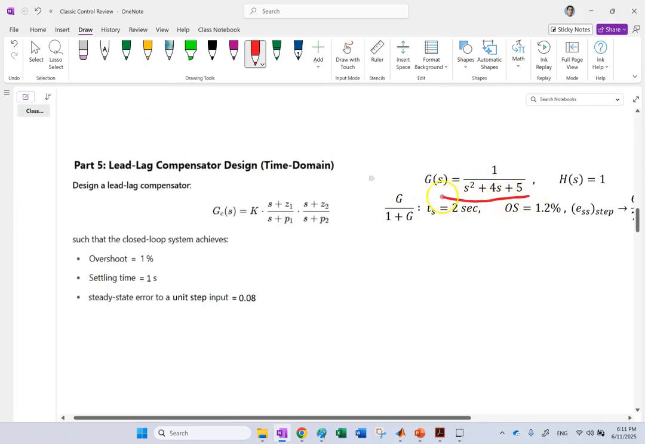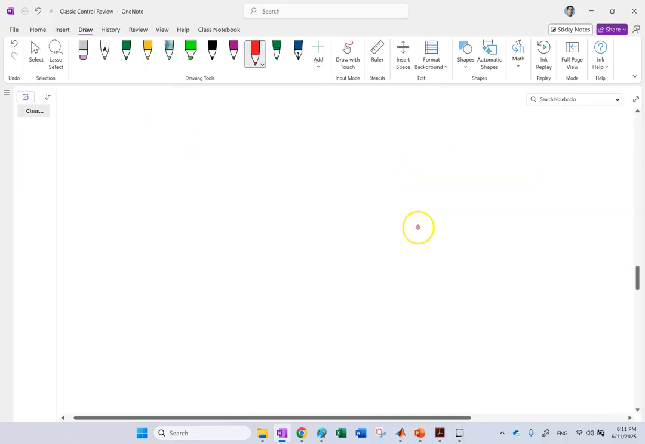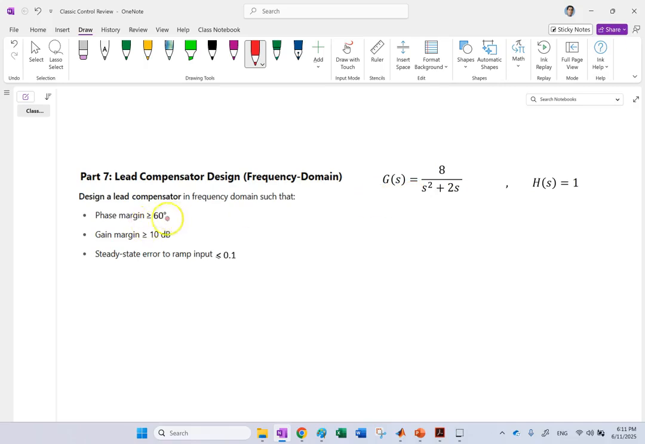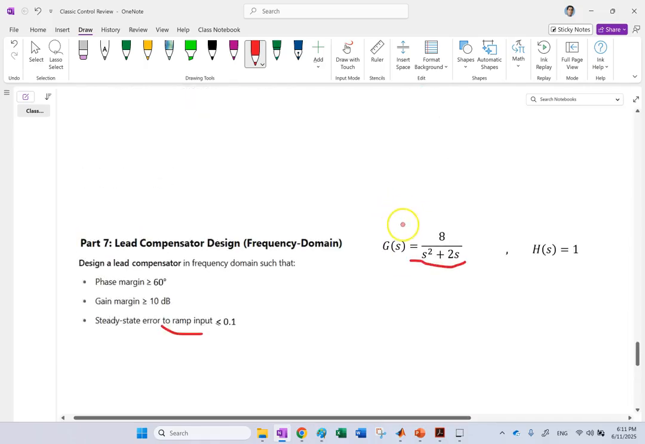So I changed it from this one to a little bit different one that has a limited phase margin, but still has infinite gain margin. Its phase margin is smaller than what I want. So it justifies adding a lead compensator to make the phase margin bigger and also to reduce the steady state error to the ramp input. And ramp input, because this system, if you look at it, is type 1. So that is the first thing we're going to do, and the design is in the frequency domain.